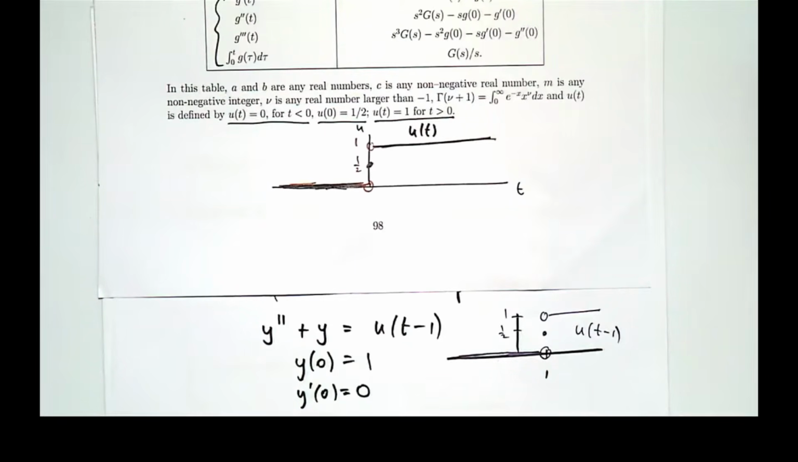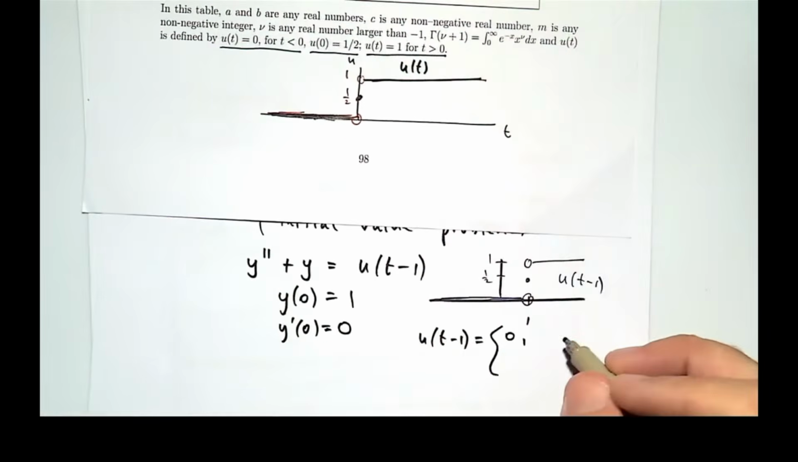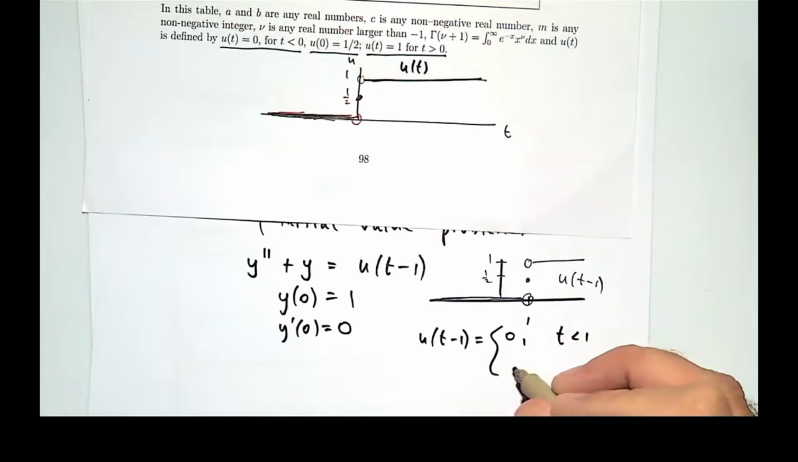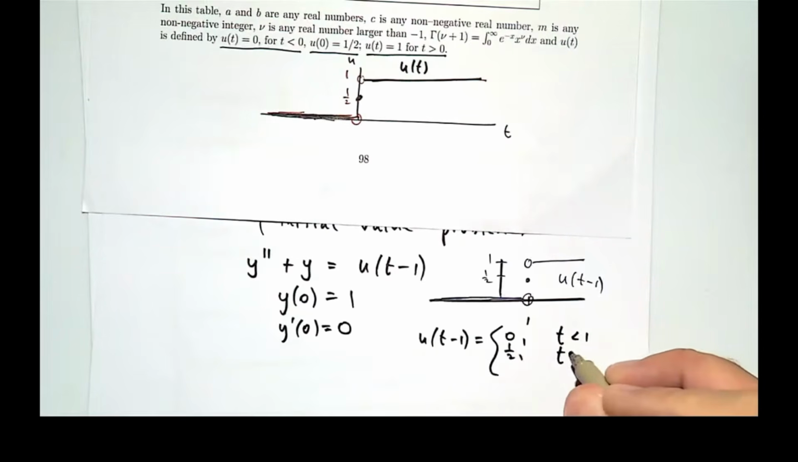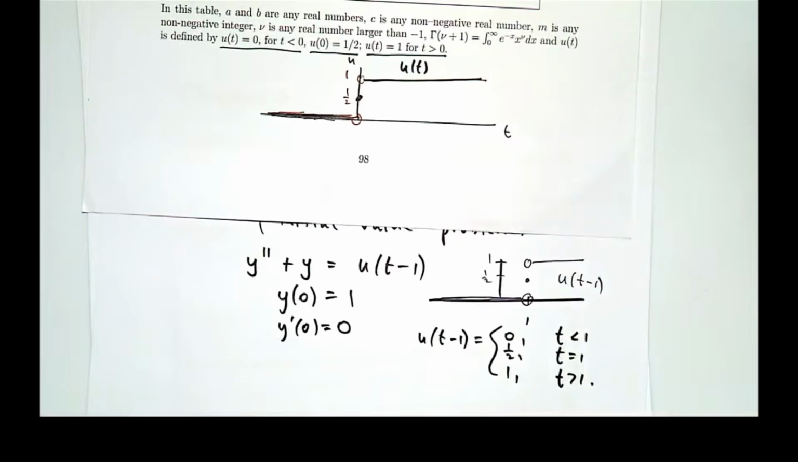So you've kind of got two problems here. You've got two sort of differential equations, or at least two right-hand sides. If I wanted to write this out in full, I could change this like this. It's 0 when t is less than 1. It's a half when t equals 1, and it's 1 when t is greater than 1. Okay?